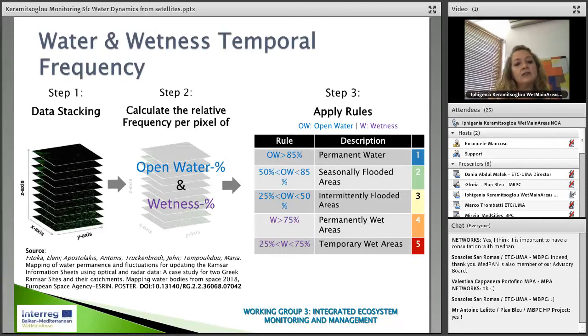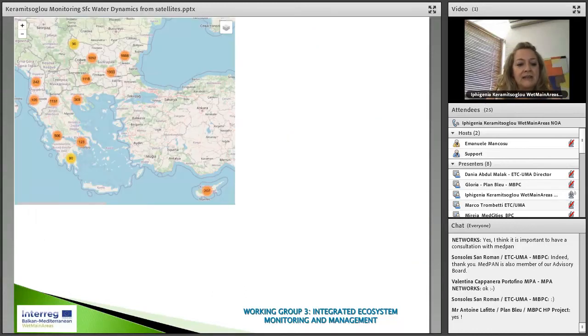So the idea now is not only to take an image of what is happening now, but, because you know so much better than me, wetlands are so dynamic that you need to actually study the time series of how the water and the wetness change with time. So what we have done is we have calculated the relative frequency per pixel, either open water or wetness. And then we have applied some rules: when one pixel is open water for more than 85% of the time that it is found in this stack, then this pixel is characterized as permanent water. And with this kind of rules, we have the other categories: permanent water, seasonally flooded areas, and so on and so forth. So this is the idea behind the index.